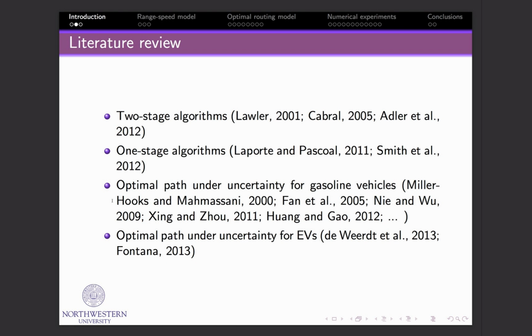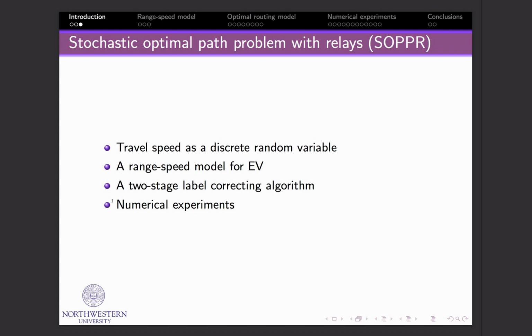To the best of our knowledge, few have examined how this risk may be incorporated into the optimum path problem with relays. So in light of this gap, this paper proposes a stochastic optimum path problem with relays, which aims at minimizing a general expected cost while maintaining a reasonable probability of arriving at a destination. In this problem, stochastic traffic conditions are considered by treating the travel speed as a discrete random variable.